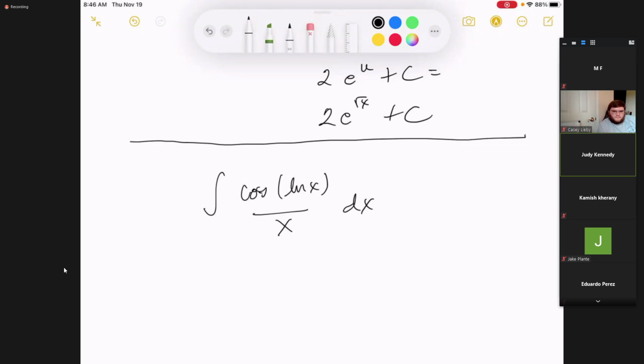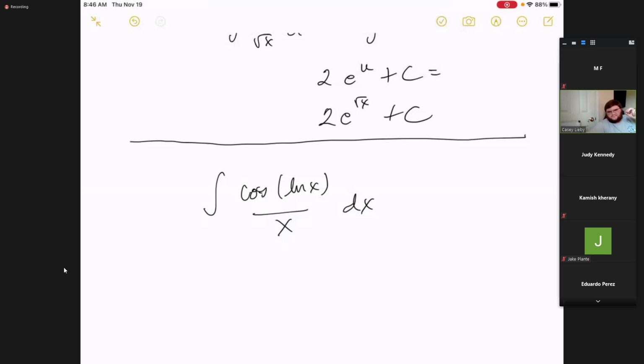Do you see a function whose derivative is in there? The function's in there and its derivative is in there. As you said, the natural log of x and the one over x are derivatives of each other. So if I'm not wrong, it would be sine of natural log of x.